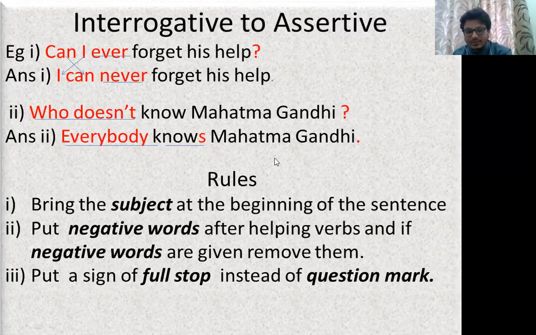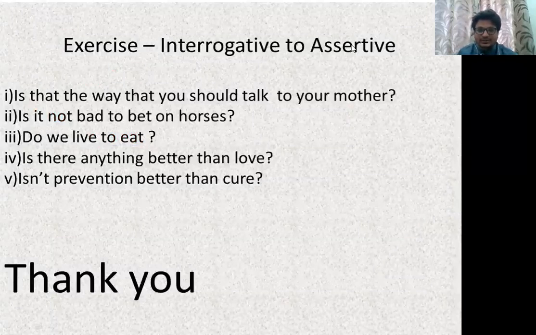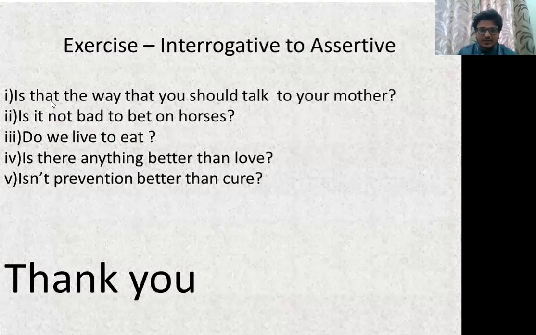Now we'll come to the exercise of converting interrogative sentences into assertive. The very first sentence is, is that the way that you should talk to your mother? So we have to remember that we are converting it into assertive. An assertive sentence always begins with the subject. So we have to bring the subject first. That is always given in an interrogative sentence after the helping verb, so we have to bring it to the beginning of the sentence.